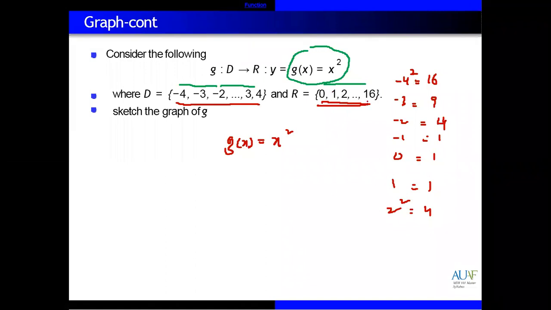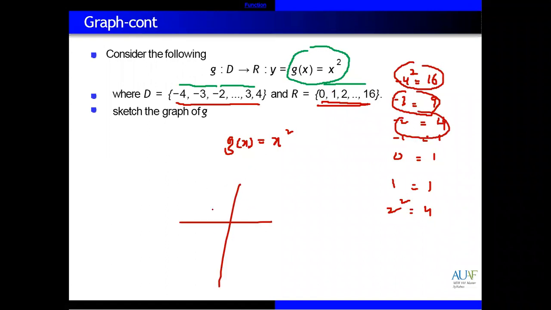So then you can draw graph of these points, comparing these -4 with 16, -3 with 9, -2 with 4, and you can draw graph. This will also be a parabola, but it will start from 0 because we have only x square, we have 0 here, so graph will start from 0 here.